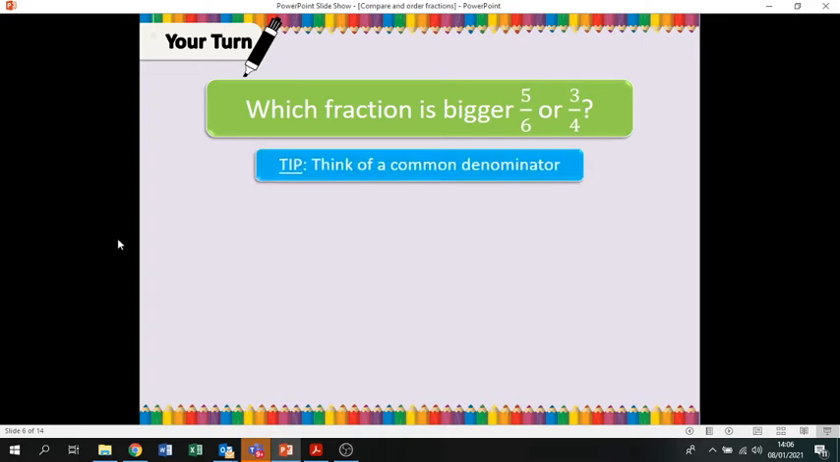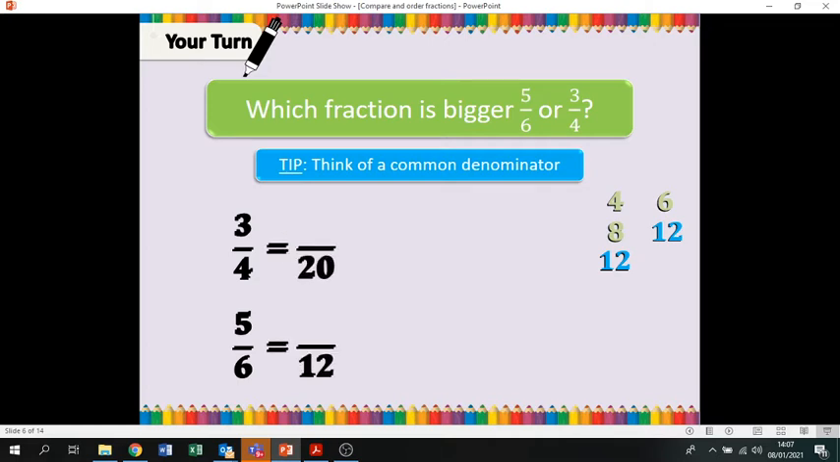Okay, so let's go over the answer then. So we needed a common denominator. If we look at 3 over 4 and 5 over 6, both have denominators of 4 and 6. If we write down our 4 times table and our 6 times table, we can see that the lowest common multiple is 12. So that's what we're going to try and get both fractions to have, 12 as their denominator.